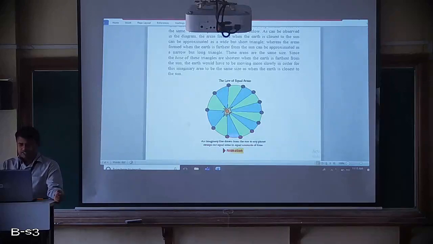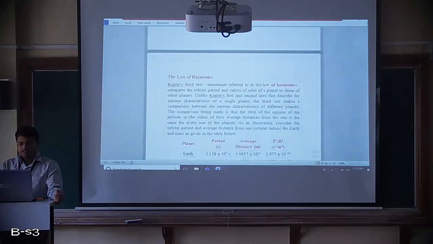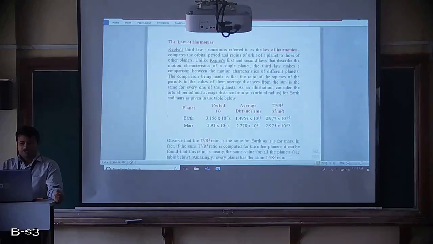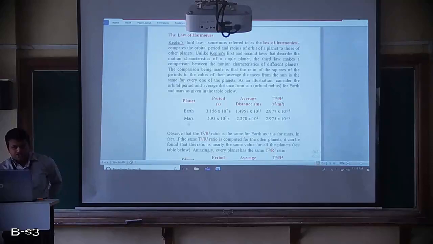So now we will jump into the third law, that is the law of harmonies. We can call the third law of Kepler, or Kepler's third law, the law of harmonies. Here we are comparing the orbital period and the radius of the orbit of a planet.